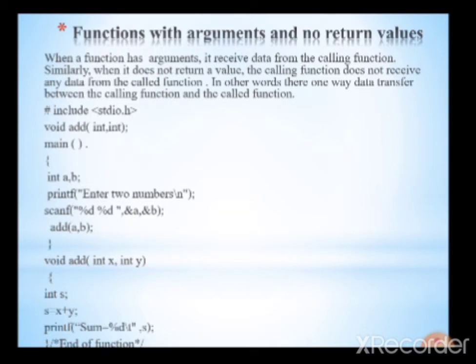Next, the sum is calculated in the function definition section. When the end of the function is reached, it goes back to the calling program. So here is one-way data communication: from the calling program, data is transferred to the called program. There is no return value. That means no data transfer from the function definition or called program to the calling program.